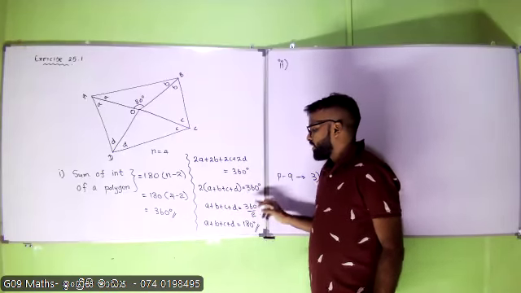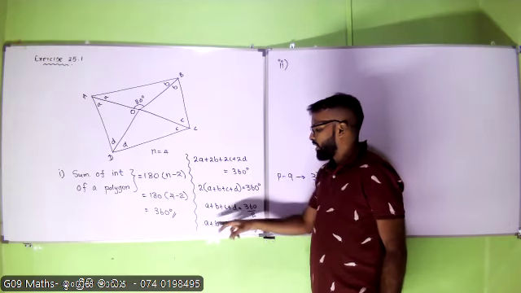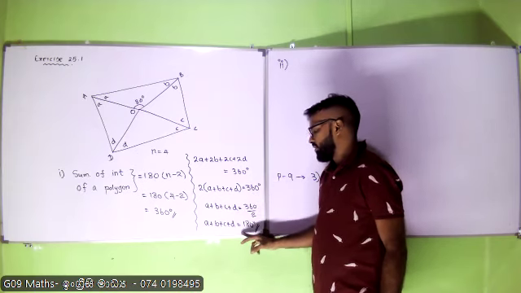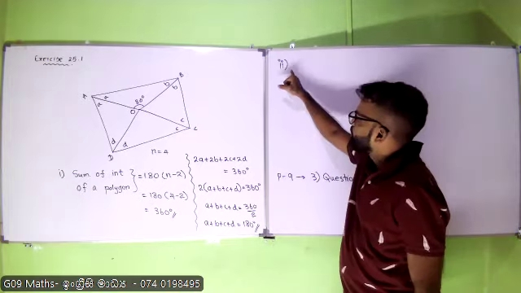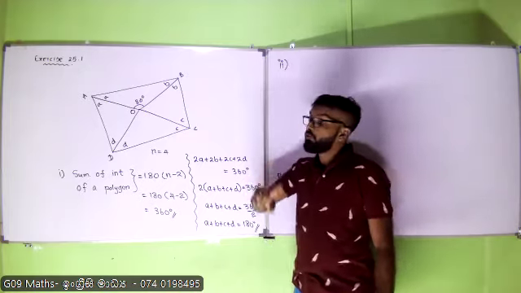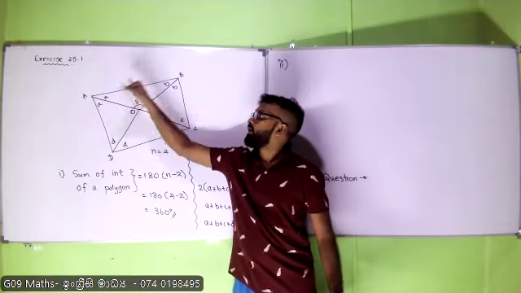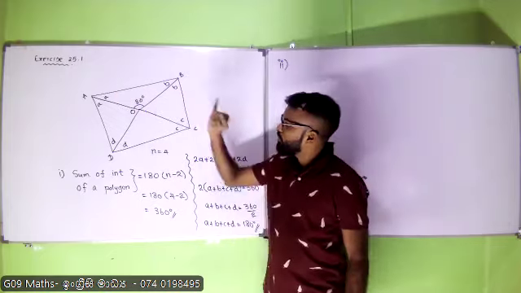Then divide both sides by 2, so that you can obtain a plus b plus c plus d equals 180 degrees. Right? Done. Then let's go for the second one. It says you need to find the value of a plus b.